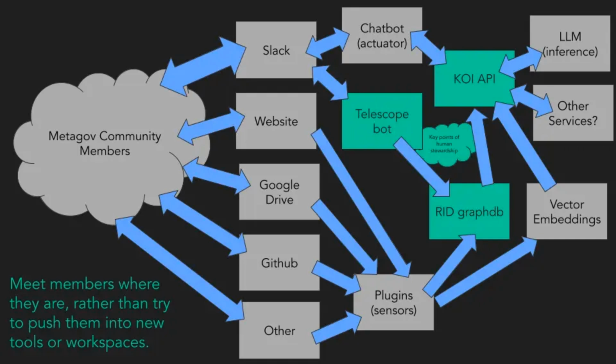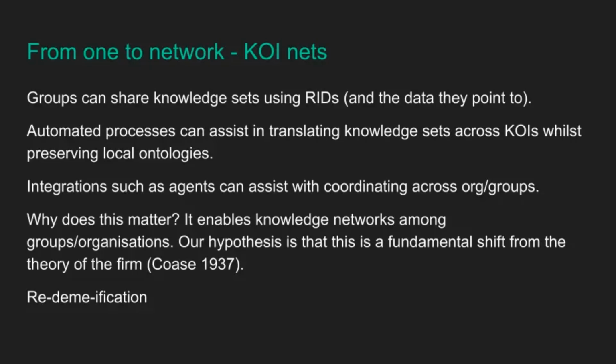And actually, Ellie, I think you should take the next slide, because where it's going is a big deal. Yeah, okay. So we're also interested in how groups can then share sets of knowledge with each other without having to compromise their own local ontologies as well as practices and ways of doing. We're interested in how these automated processes can assist in translating these knowledge sets across COIs. So for instance, BlockScience, RMIT, my university, and Metagov can just say, okay, this knowledge set over here, take these RIDs, and you'll be able to gain the capabilities that we have already developed, hopefully.